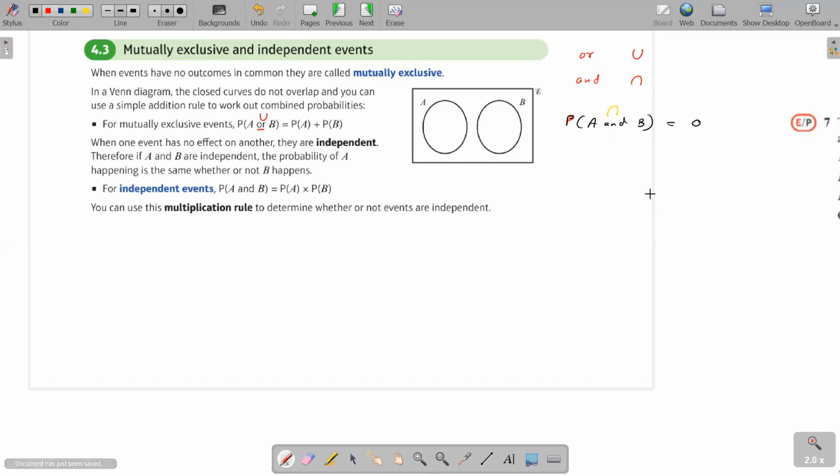When it comes to mutually exclusive events, the probability of A or B is equal to P(A) plus P(B). That's one important rule. And the other one: for mutually exclusive events, the probability of A intersection B is equal to 0. There is no intersection. This is something that you need to note down.